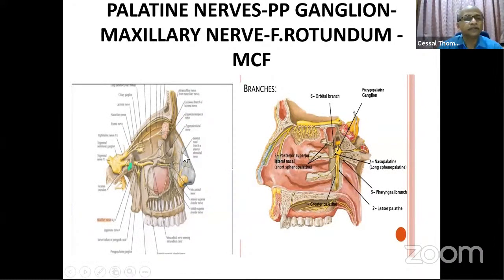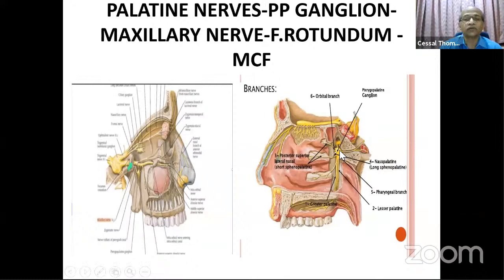And the last part, that is the palatine nerves: palatine nerves, pterygopalatine ganglion, maxillary nerve, foramen rotundum. See, here is the pterygopalatine ganglion. That lies in the pterygopalatine fossa. And you can see the greater palatine nerves and the lesser palatine nerves, and it reaches the pterygopalatine fossa. And from there is attachment to the maxillary nerve here, the superior part of the pterygopalatine fossa.